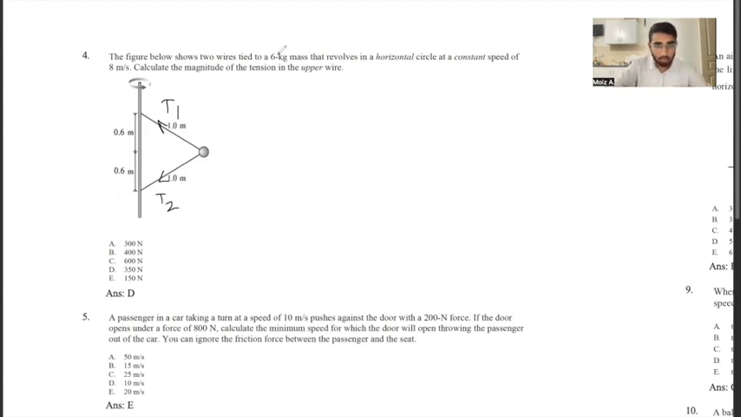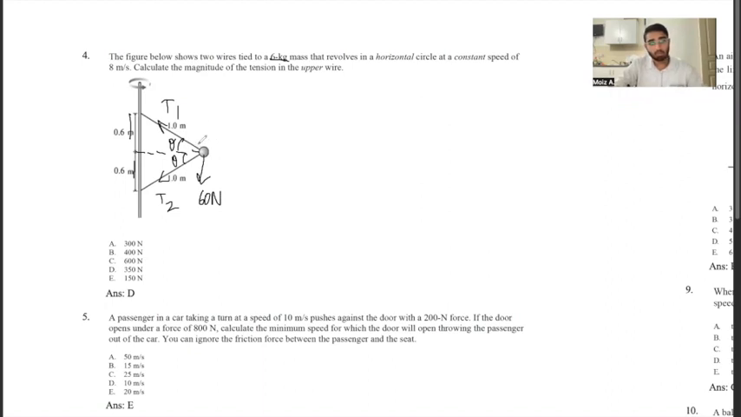All right, so it's a 6 kg mass, so 60 Newton downwards. And as this is tension 1, at a constant speed of 8 meters per second, we're going to find the centripetal force as well. Let's think of this like so. There is an angle over here, and these angles are going to be the same because these lengths are 0.6 and 1 each. So they're the same.